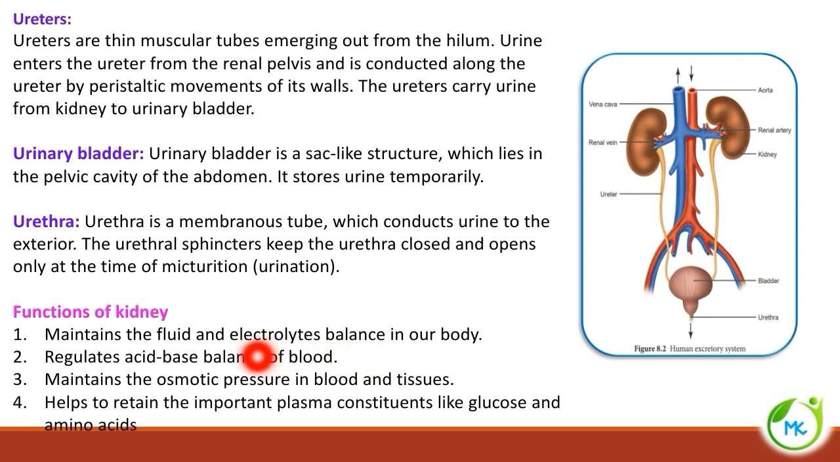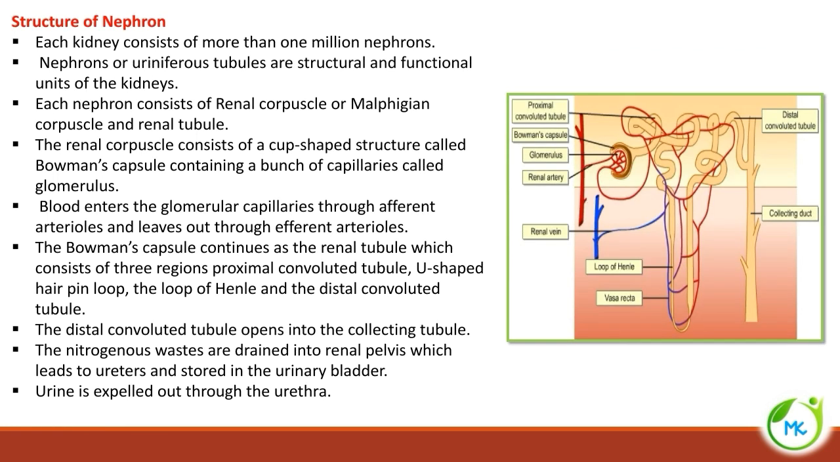And also, it helps to retain the important plasma constituents like glucose and amino acids. These components are not sent out through the urine. They are made to remain in the blood itself, so they will not be filtered. So that's it about the kidney. Next we will see the structure of the nephron.